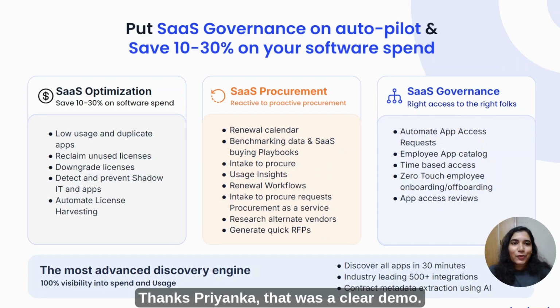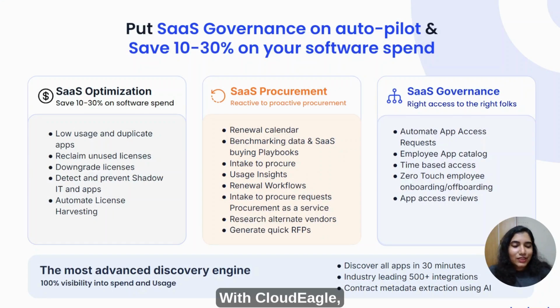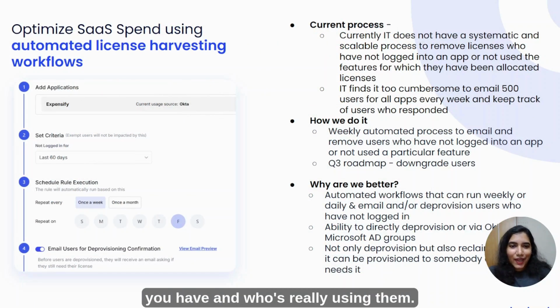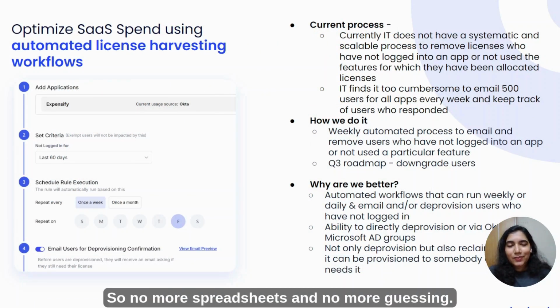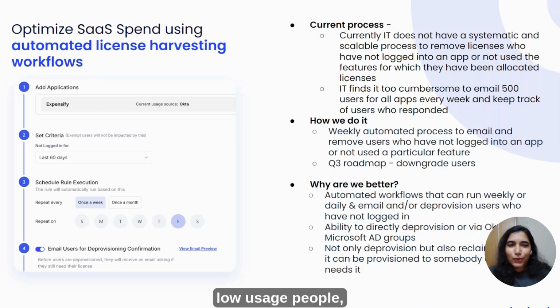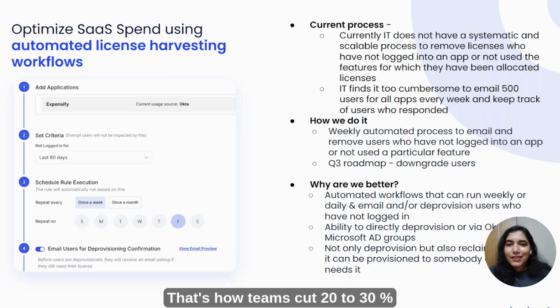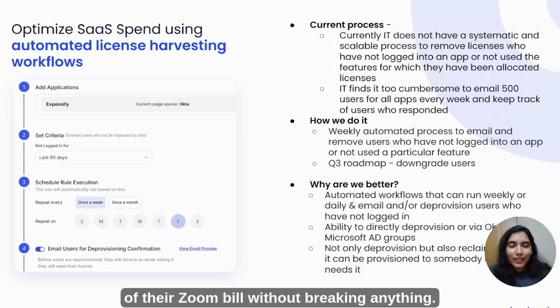Thanks, Priyanka. That was a clear demo. Let me quickly wrap up with a short recap. With CloudEagle, you get total visibility on how many licenses you have and who's really using them. So, no more spreadsheets and no more guessing. In just a few clicks, you see the active users, low usage people, and the ones who haven't logged in for months. That's how teams cut 20 to 30 percent of their Zoom bill without breaking anything.